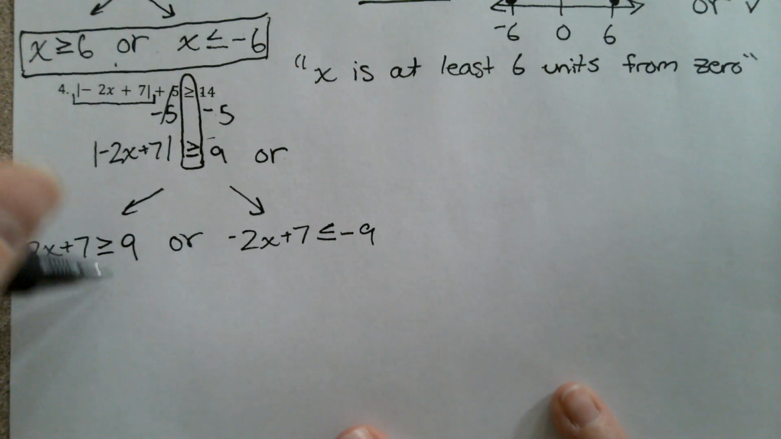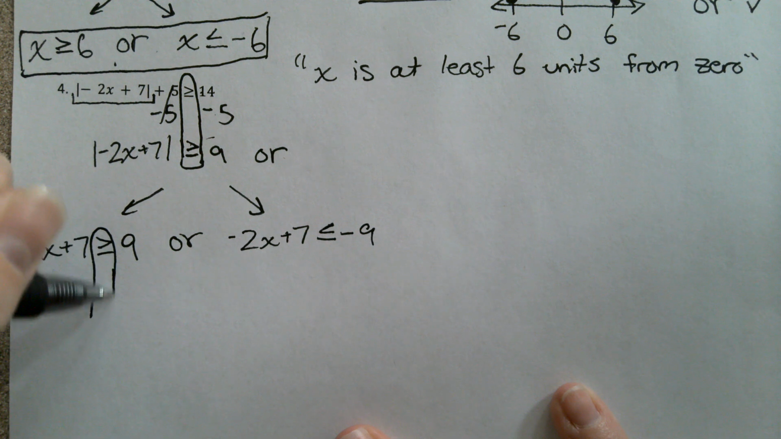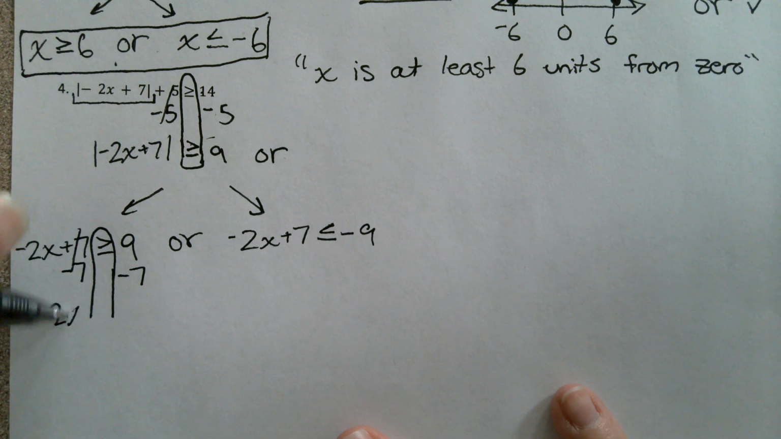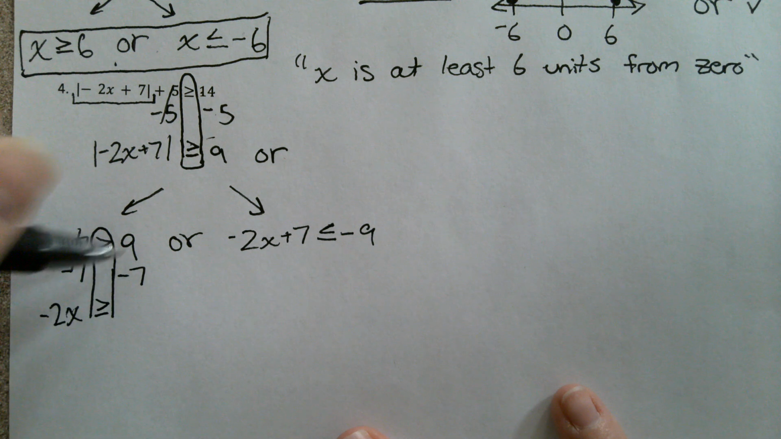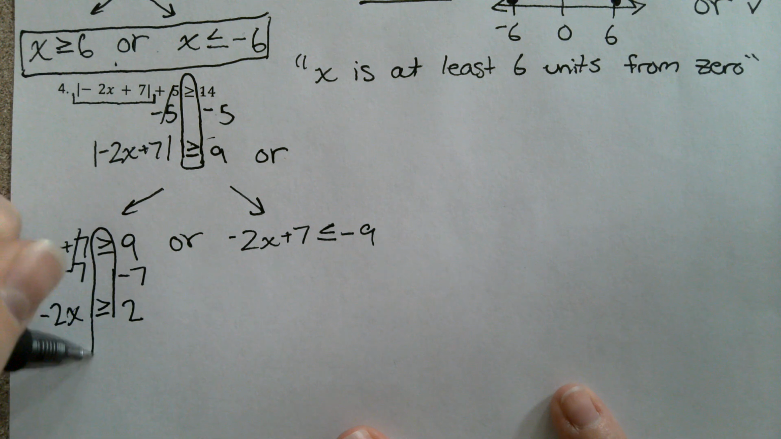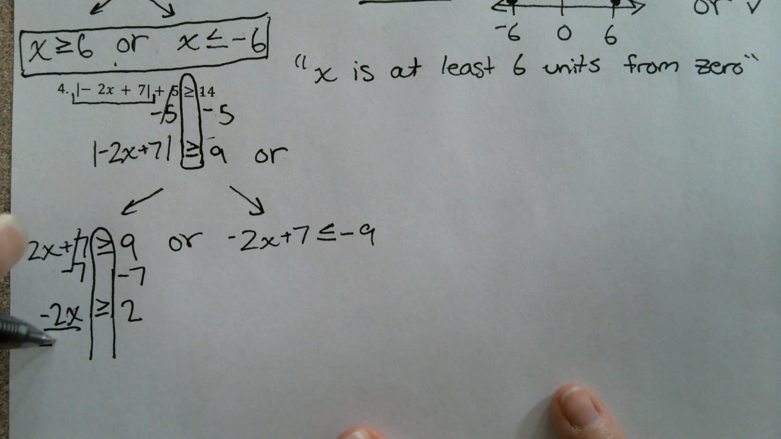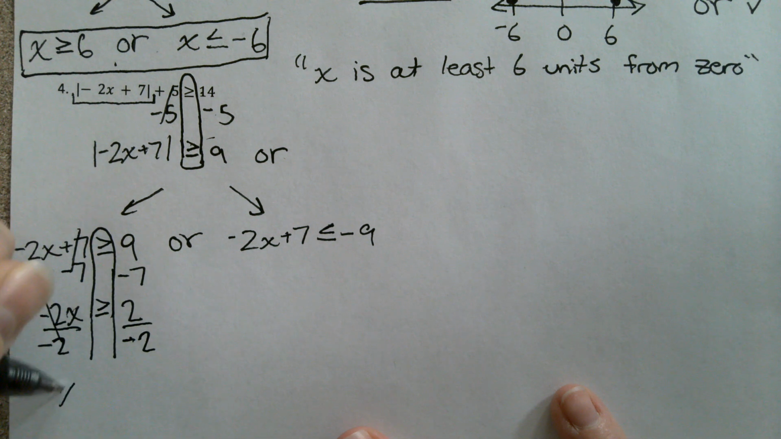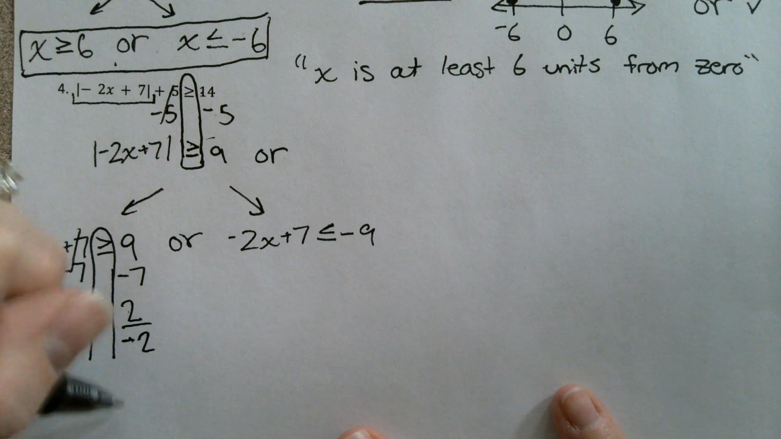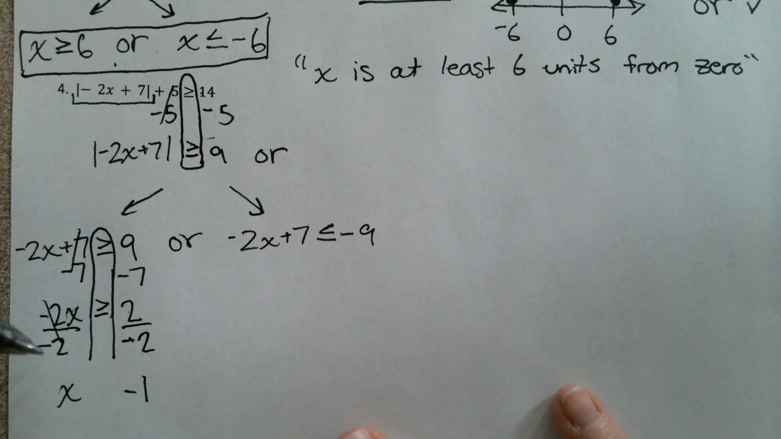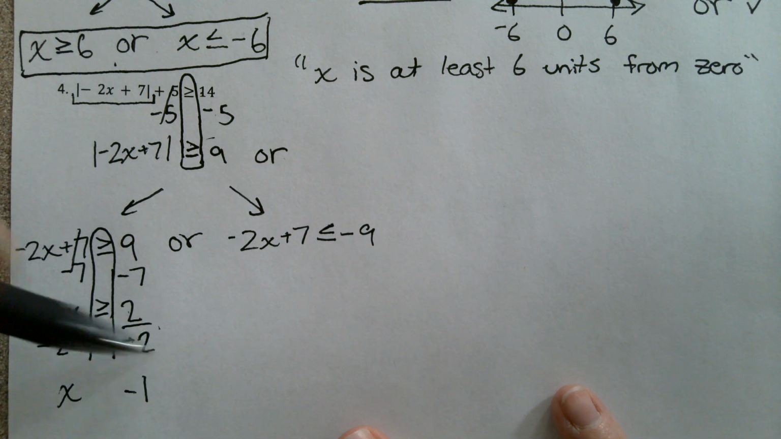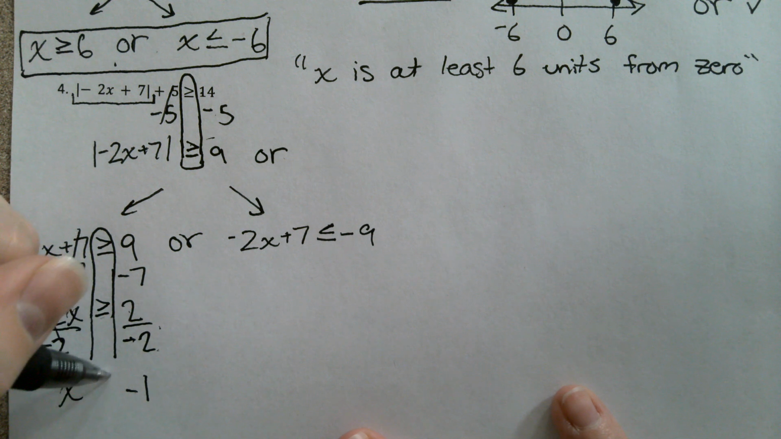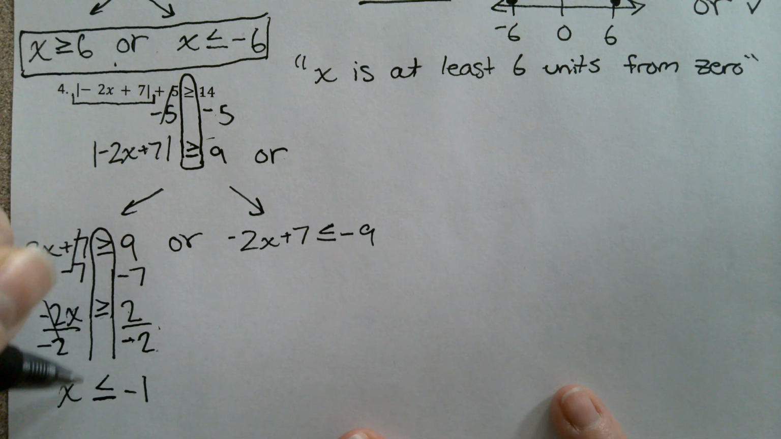Now I can solve. Subtract 7 on both sides. Negative 2x is greater than or equal to 9 minus 7 is 2. Divide by negative 2. This cancels. X, 2 divided by negative 2 is negative 1. Notice I divided by a negative here. If you remember, that means that you flip the inequality sign. So this becomes a less than or equal to.